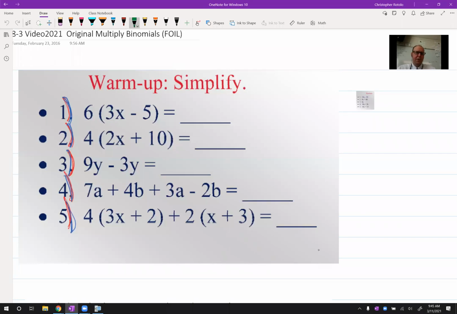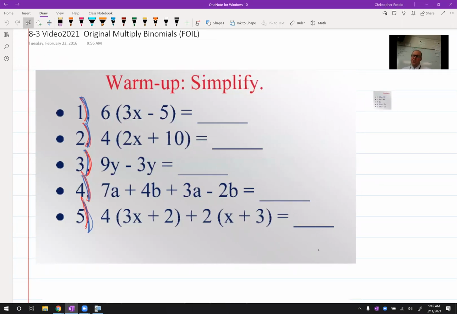Hey there, Algebra 1. We are going to continue here in Chapter 8, working with polynomials. We're going to give you a fancy multiplying binomials, right? That's 2 by 2. We're going to FOIL those. It's really just the distributive property.